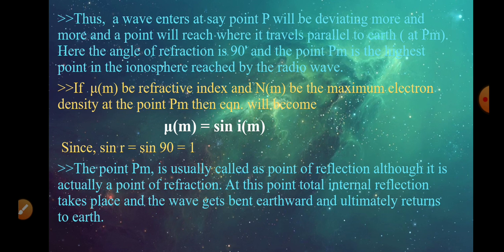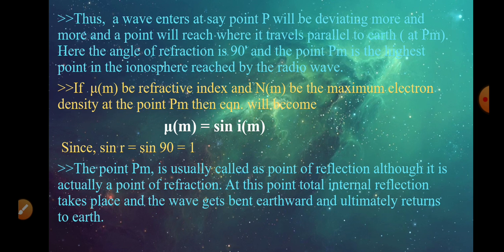Now, if this condition is fulfilled, we can conclude that the radio wave, once entered at a point P, will leave the ionosphere at a point after slight penetration into the ionosphere, and thus the radio waves are reflected back to the earth after successive refraction in the ionosphere. So this is the whole mechanism going on.